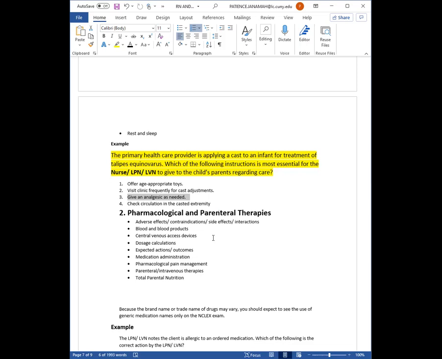Okay? All right. So when it comes to fractures and casts and all those bandages, you're worried about circulation. There's no airway there. Circulation impairment.